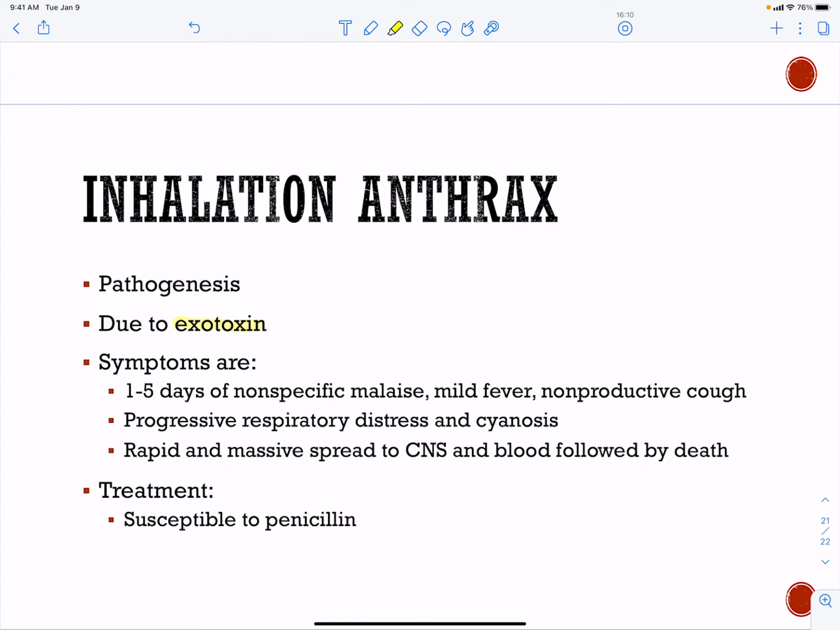Anthrax is very, very sensitive to penicillin, so if you do get penicillin treatment, that would be helpful to prevent death associated with inhalation anthrax. And keep in mind, anthrax is everywhere. It's in our soil, and it can also cause skin infections, but that is not the same as inhalation anthrax. Inhalation anthrax is the one that causes severe death.